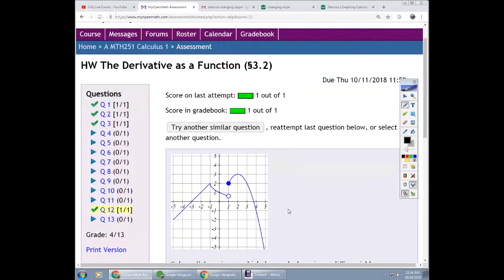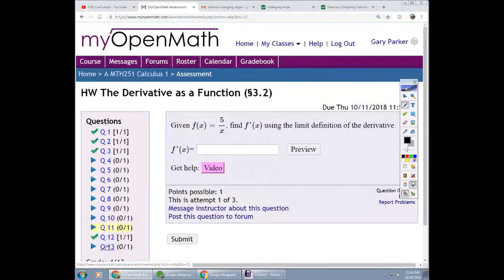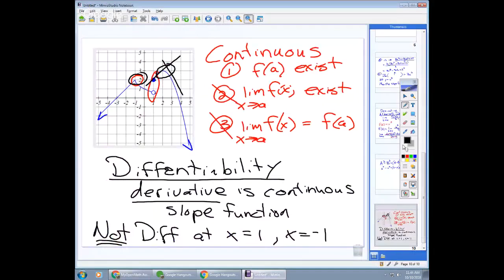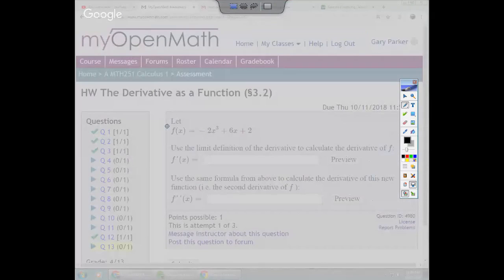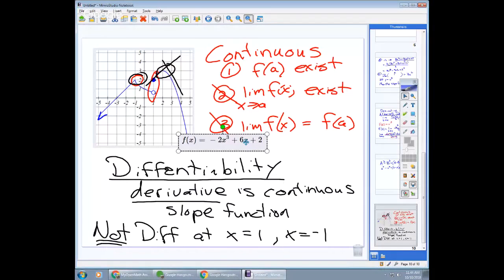Woohoo. Got it. All right. 13, second derivative. Ooh, yeah. Okay, let's do it. Screenshot this sucker. Hopefully I can finish it in 6 minutes.